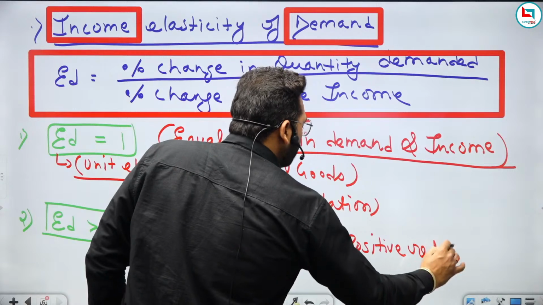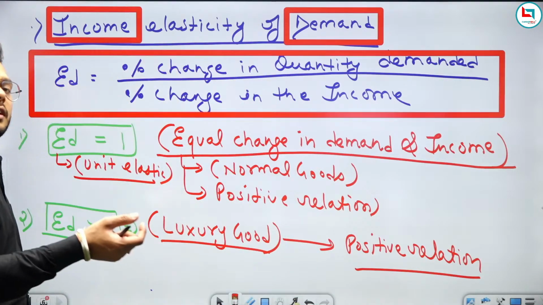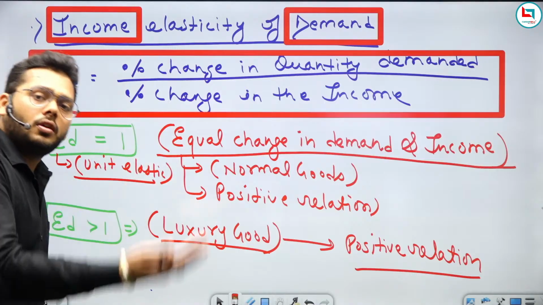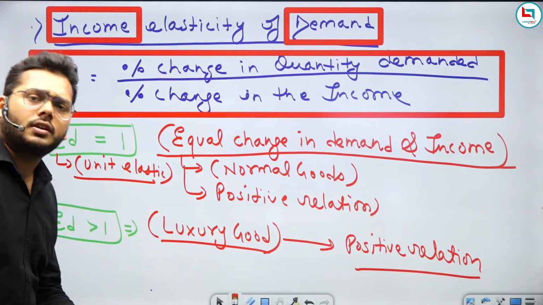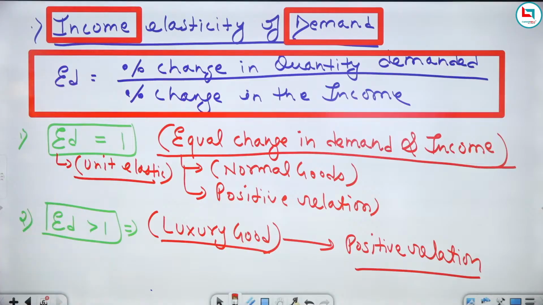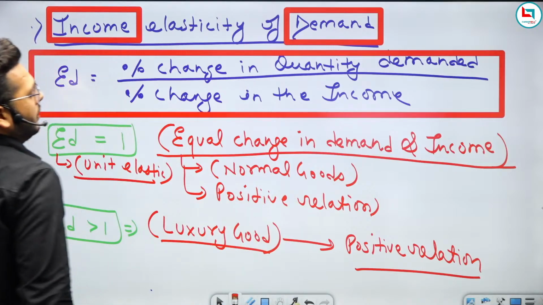If your income is rising, then the demand of luxury goods is also rising. If your income is decreasing, the demand of luxury goods is also decreasing. It means the situation where ED is greater than 1 is luxury goods, or you are getting the positive relation.